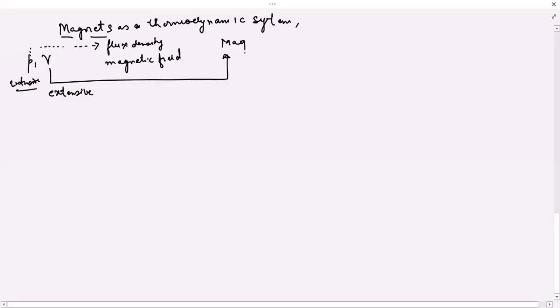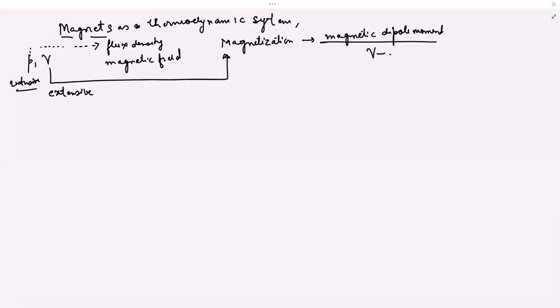And what is magnetization? I'll just write it here briefly. Magnetization is nothing but your total magnetic dipole moment per unit volume. So it is magnetic dipole moment per unit volume. And remember, magnetization is again an intensive variable. So you can have such systems also. This is also something that we have seen already.